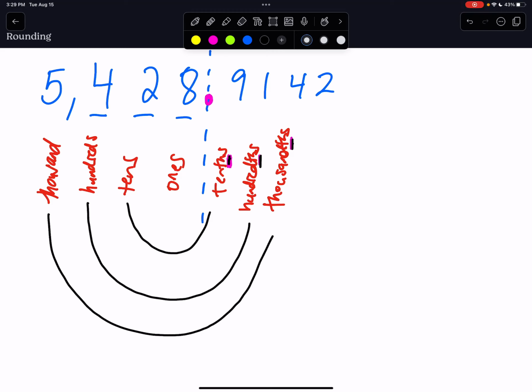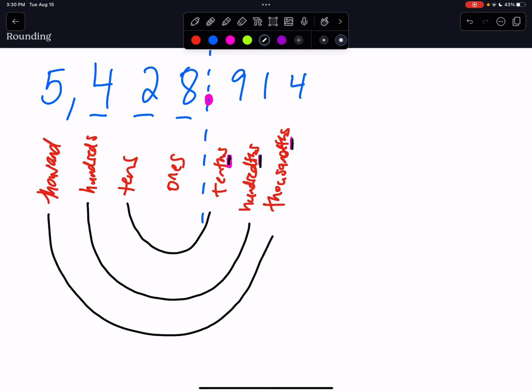I'd like to discuss with you rounding today. First, I just want to focus on this number right here. Here I have the number 5,428.9142. Or, we can even lop off the 2 there just for symmetry.